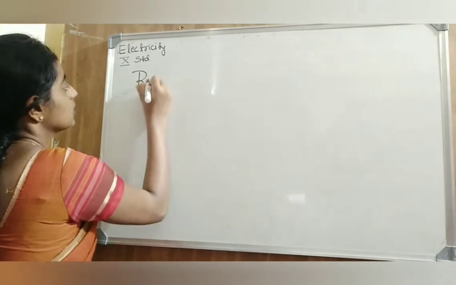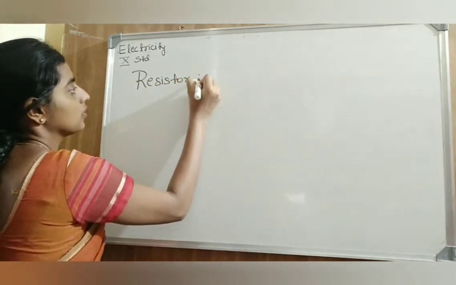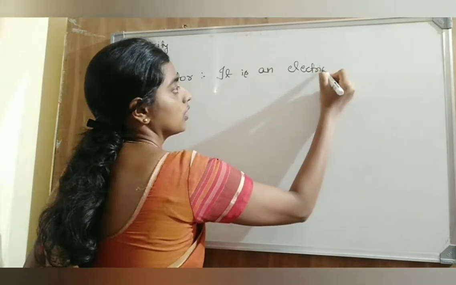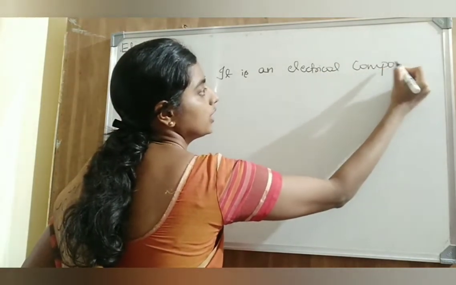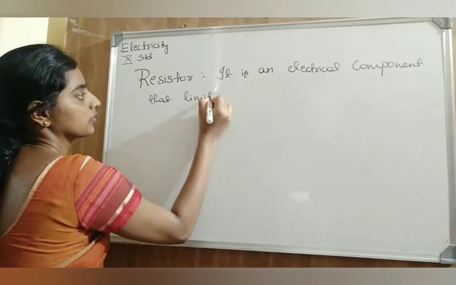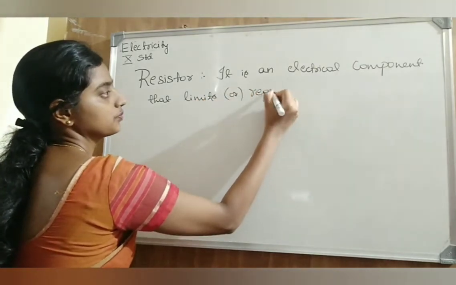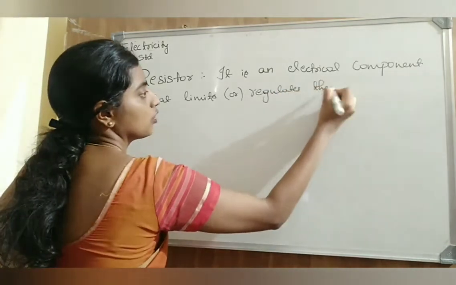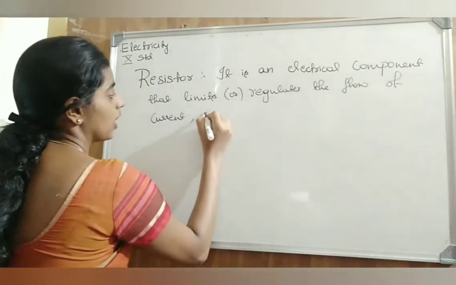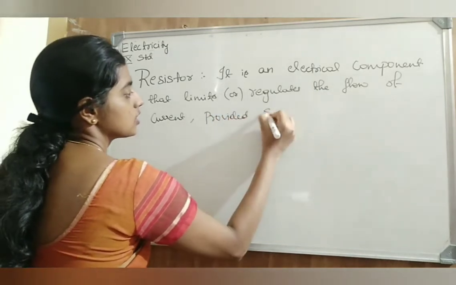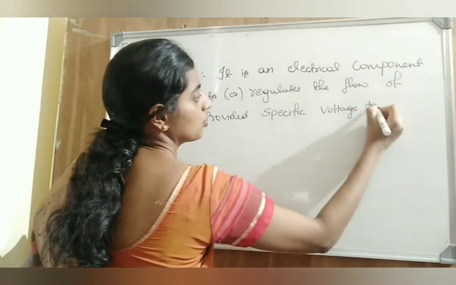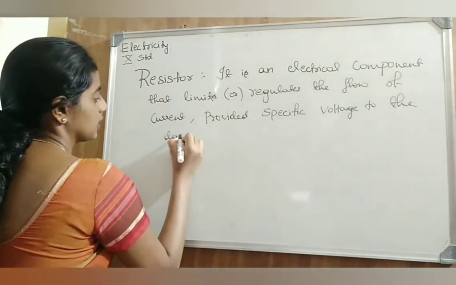So a resistor is an electrical component that limits or regulates the flow of current, provided specific voltage to the device.